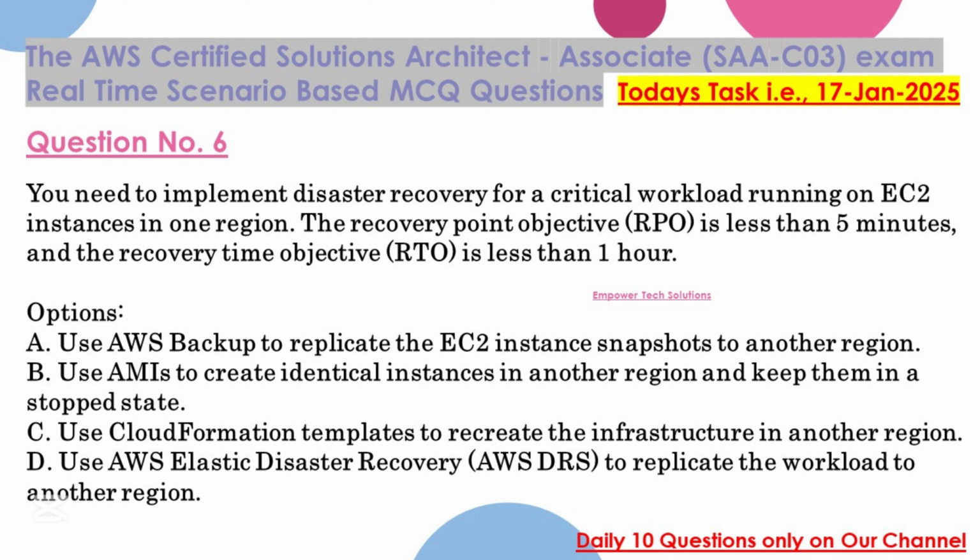B. Use AMIs to create identical instances in another region and keep them in a stopped state. C. Use CloudFormation templates to recreate the infrastructure in another region. D. Use AWS Elastic Disaster Recovery, AWS DRS, to replicate the workload to another region.